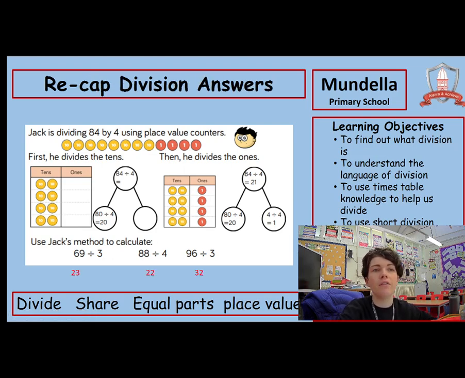And here are your answers. So 69 divided by 3 is 23, 88 divided by 4 is 22, and 96 divided by 3 is 32. Very well done if you got those correct.